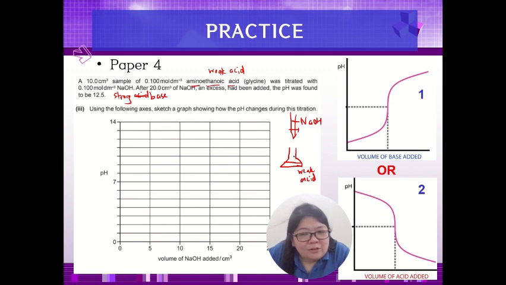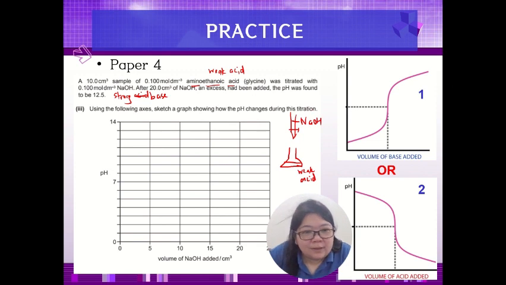So when sodium hydroxide is added, the pH will slowly rise until at the end we have the pH of sodium hydroxide in excess. So, you can pause this video and think about whether you should draw a titration curve with the shape of number 1 or number 2.